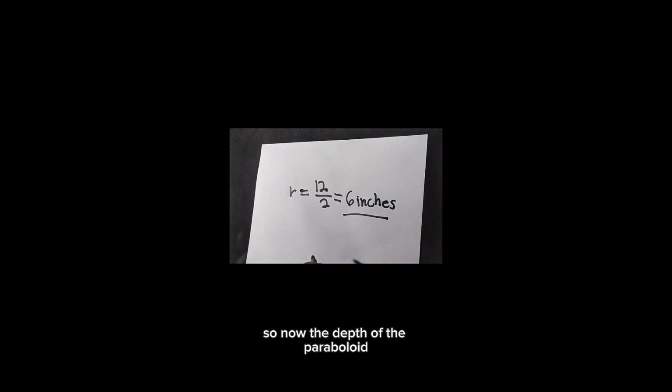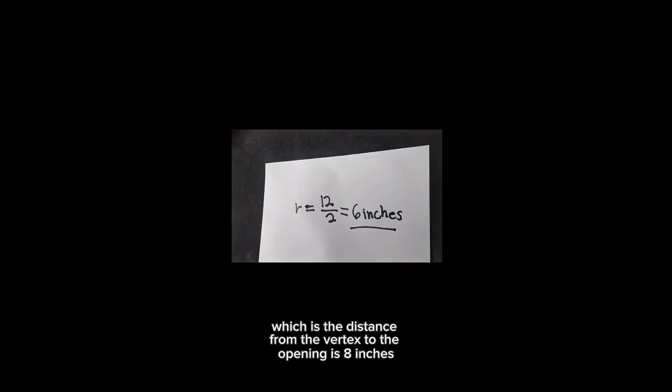Now the depth of the paraboloid, which is the distance from the vertex to the opening, is 8 inches. This is the value for y when x equals 6. So keep that in mind because we will plug this value into the equation in a minute.